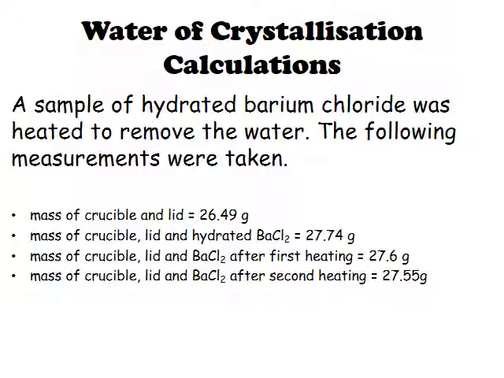In this example, the mass of the crucible and lid is 26.49 grams. The mass of the crucible, lid and hydrated barium chloride, so this includes the water, is 27.74. You heat it once and it ends up having a mass of 27.6. You heat it a longer time and it ends up having a mass of 27.55 grams. So from these numbers you can actually work out how many waters of crystallization you have per crystal. And the next slide will show you how.